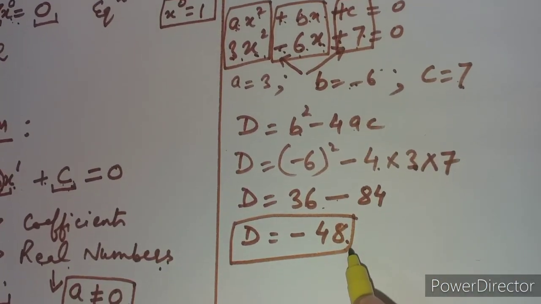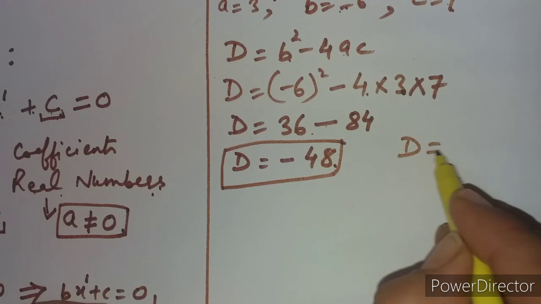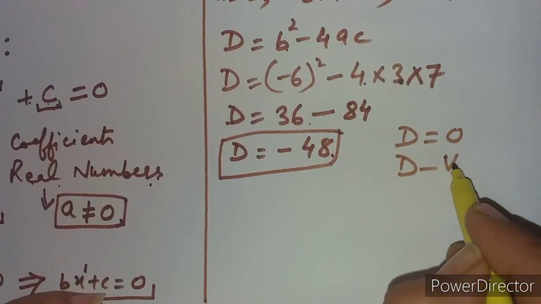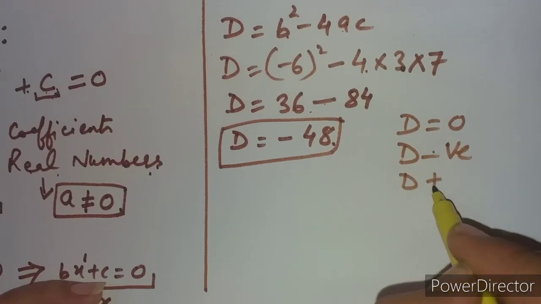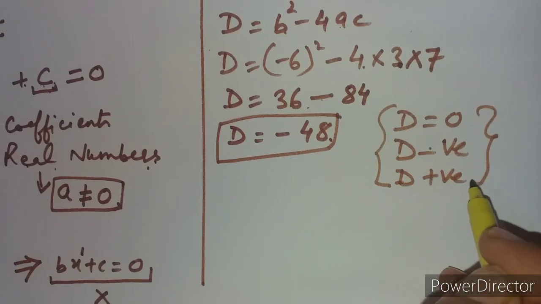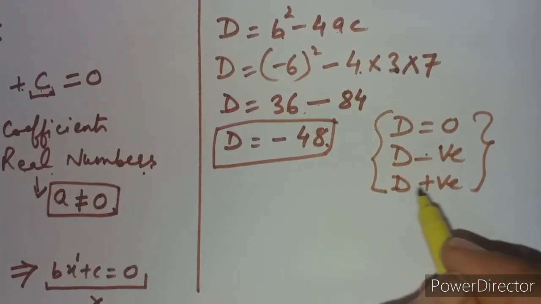In the next video I will take up that D can have any type of value. D can be 0 also, D can be a negative number also, and D can be positive also. What are the meanings and what are the different further things related to D, that I will take up in the next video.